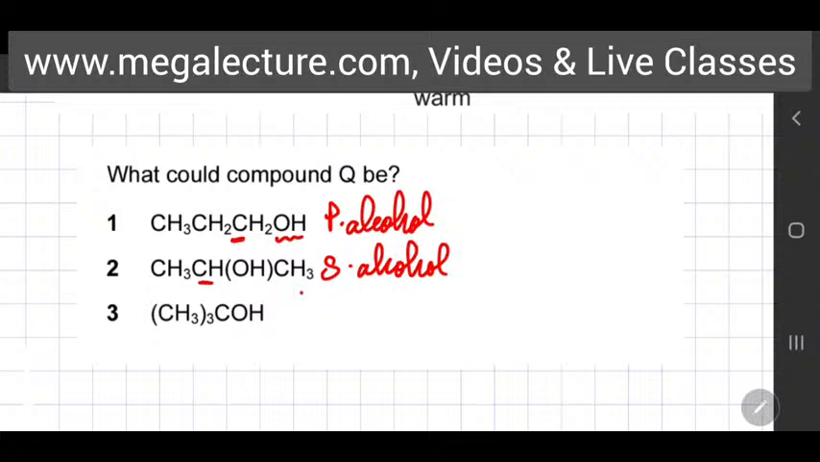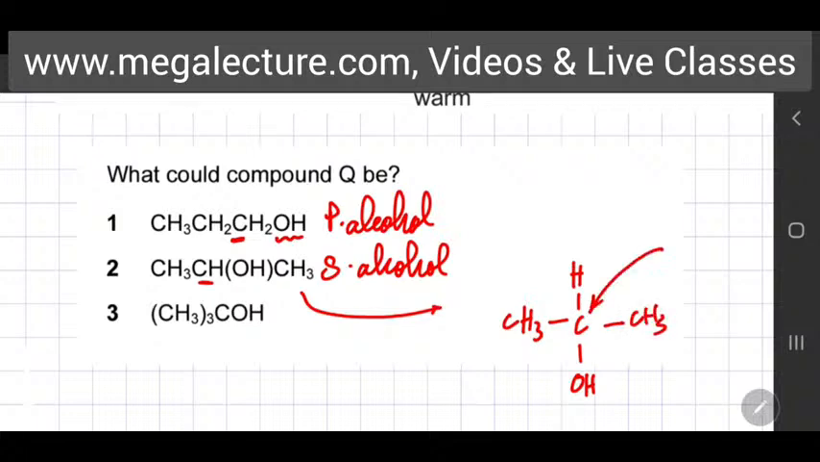Because if I draw this molecule, look at the central carbon atom. There's a CH3 first. Then the second one is a carbon with H and OH. So I've got a carbon with H and OH in brackets, so that's a branch, followed by a CH3. So focus on this carbon atom, it is a secondary alcohol.